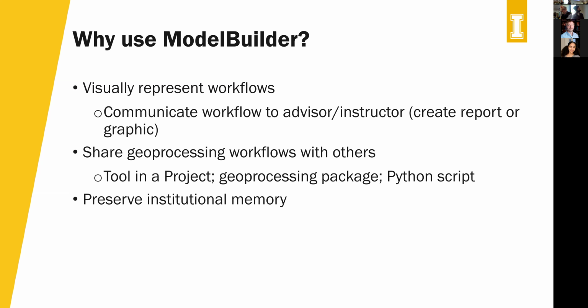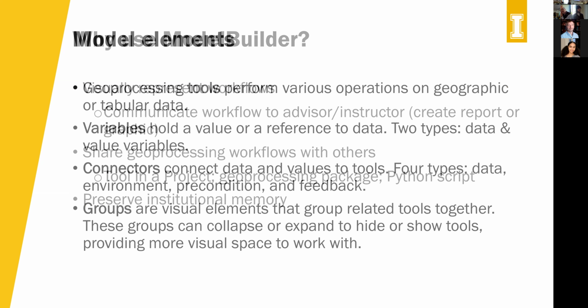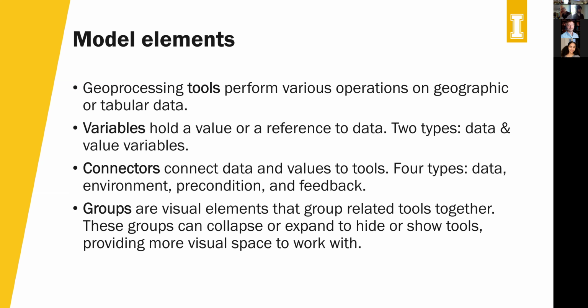Okay, so that's why we use it. So let's talk a little bit about the models themselves. There are really four primary elements for a model. The tools are one of the biggest ones that allow us to perform these operations. And they're just like any geoprocessing tool that you've used manually in ArcGIS Pro, a clip tool or a buffer tool or anything like that. Those are the tools that we have access to as one type of element. We can also have variables in there.